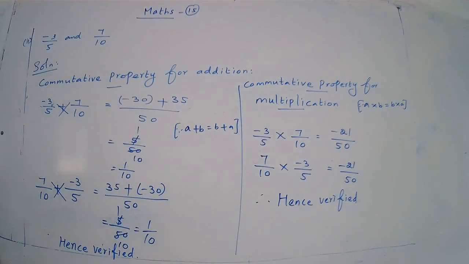-7 and 5. Okay. Verify commutative property for addition and multiplication. Okay, children, so your numbers are -7 and 5. First of all, you check this property for addition. Commutative property for addition. The property is A plus B is equal to B plus A. That's the rule. Now, here A is equal to -7, B is equal to 5.